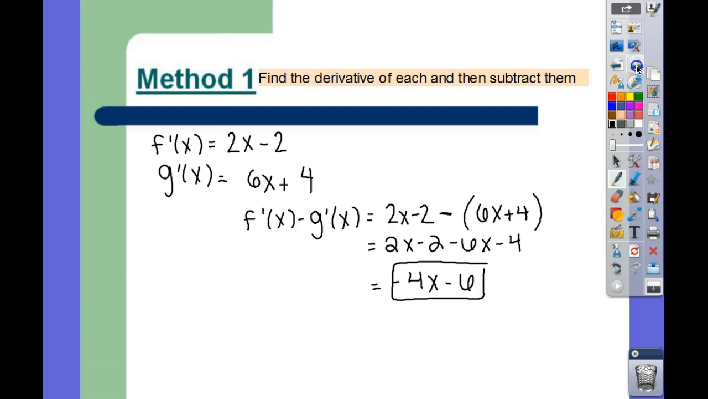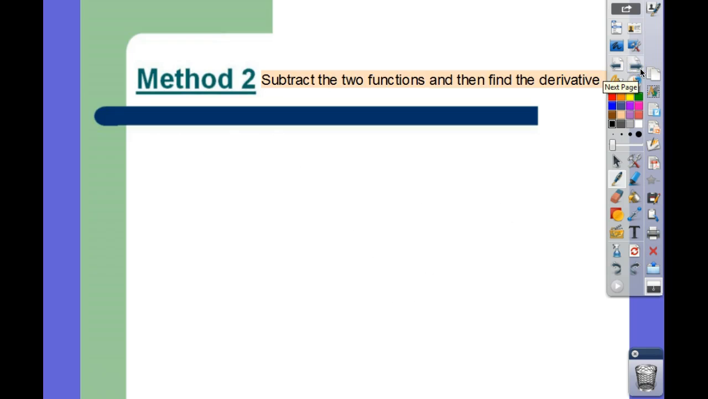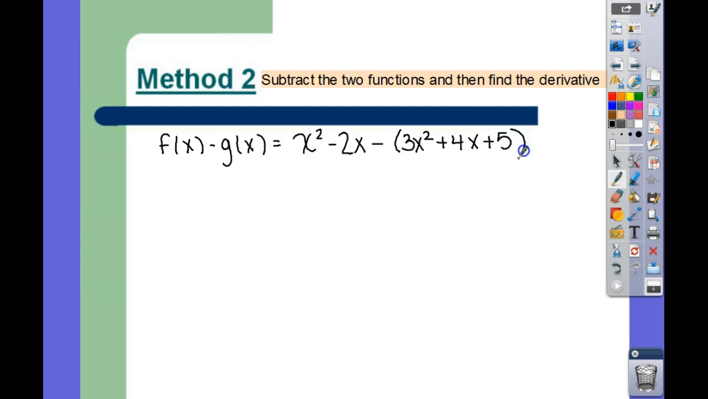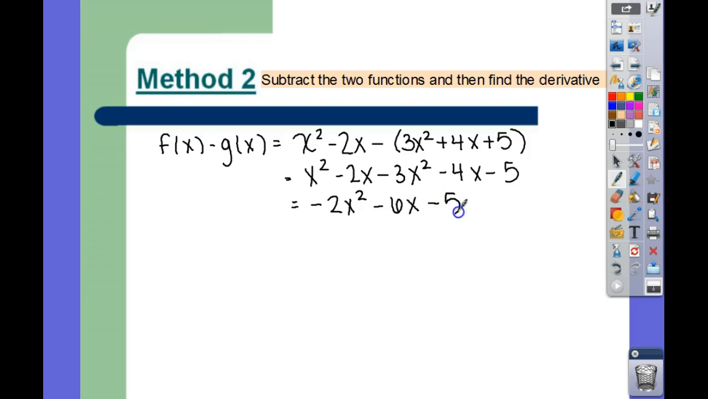Method 2 says we could start by subtracting the two functions and then take their derivative. So we take f of x minus g of x, which is x squared minus 2x, minus the quantity 3x squared plus 4x plus 5. So you have x squared minus 2x minus 3x squared minus 4x minus 5. x squared minus 3x squared is negative 2x squared. Negative 2 and negative 4 give you negative 6x, minus 5.